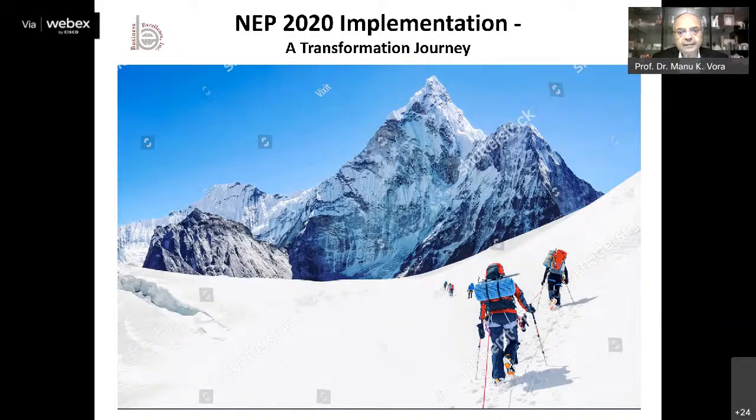Now, let's begin on the nitty-gritty of the implementation itself for the national education policy. Now, the picture you are seeing here is going to Mount Everest. Now, you need to think about preparation, planning, and training. Unless you have that PPT done properly, you cannot go to Mount Everest and come back safely by reaching the highest peak and then come back safely. That will require tremendous amount of effort upfront. And implementing NEP 2020 is no less than going to Mount Everest.